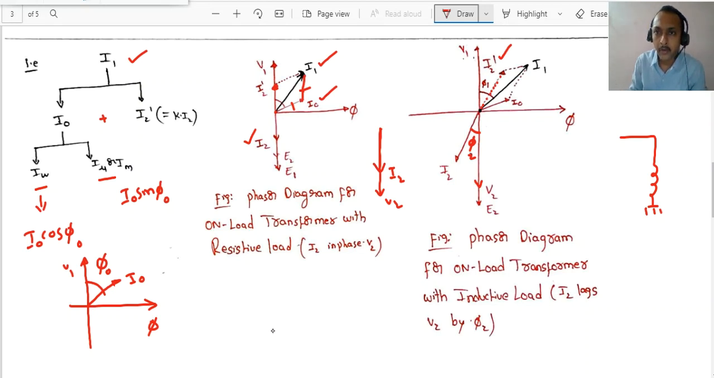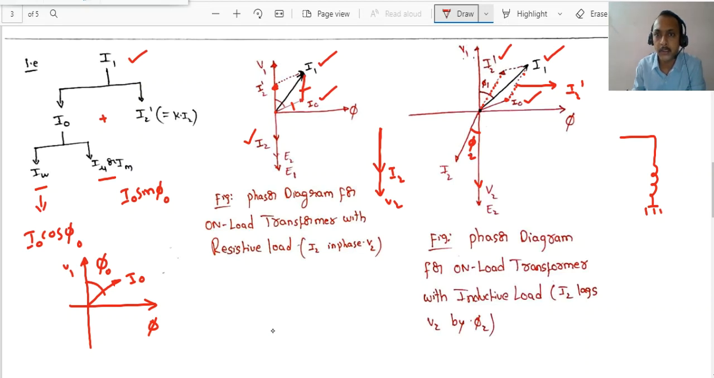Already I0 you have drawn. I0 is this one. Now we want I1. It is the sum of I0 plus I2 dash. So this is I0, plus this dotted line indicates I2 dash, exactly parallel to I2 dash. I0 plus I2 dash is now your I1. So this is the diagram if the load is inductive, and this is the diagram if the load is resistive. For two cases we have drawn.